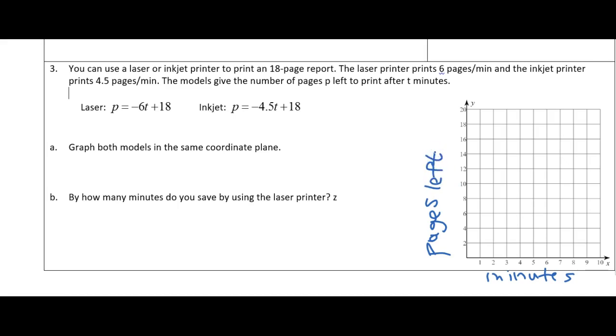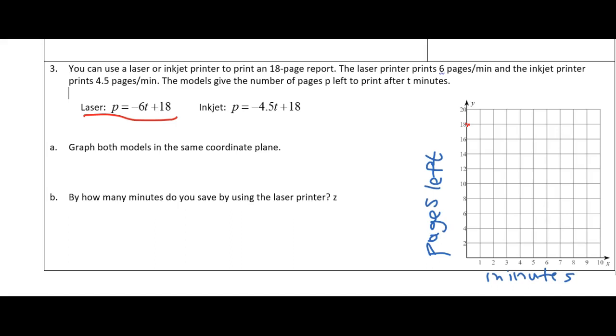All right, so graphing these two functions, I'm going to actually graph mine in 2 different colors. I'm going to put my laser in red. So starting off with my laser printer, the y-intercept in that equation is 18. And my slope is -6.